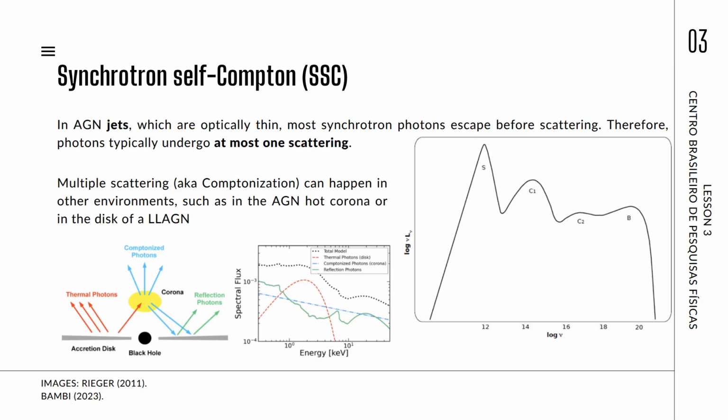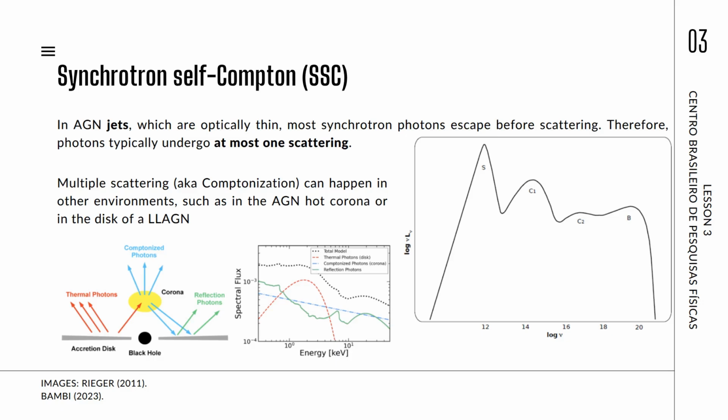In AGN jets, these environments are optically thin, which means that the photons can escape very easily. They are almost transparent to photons. They are not transparent, but they are almost transparent. So most synchrotron photons will escape before scattering, and therefore those photons being scattered will be scattered only once, because for them it's very easy to leave the region. However, in some situations, multiple scatterings, also known as Comptonization, can happen.